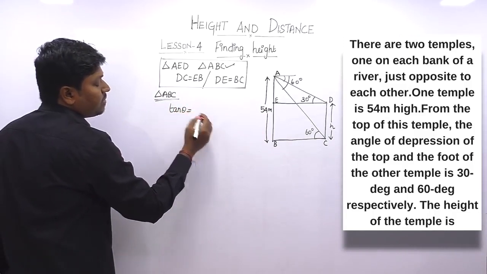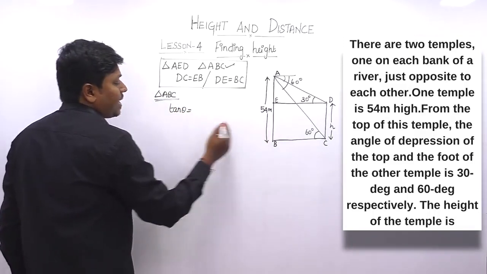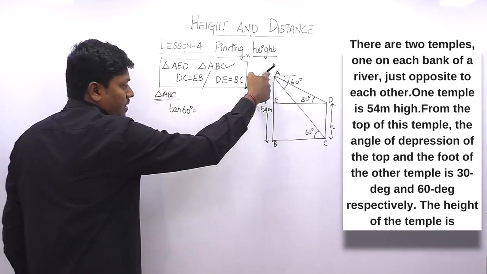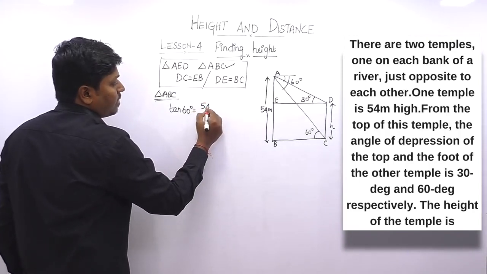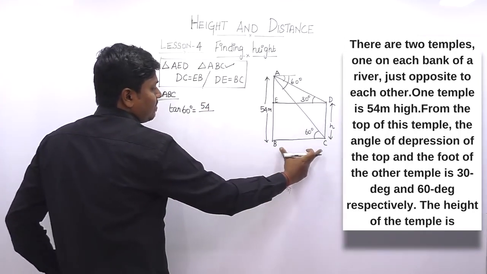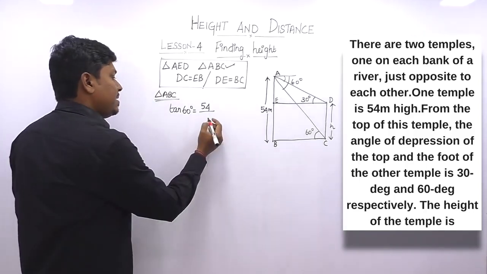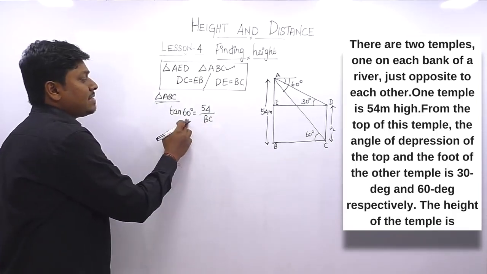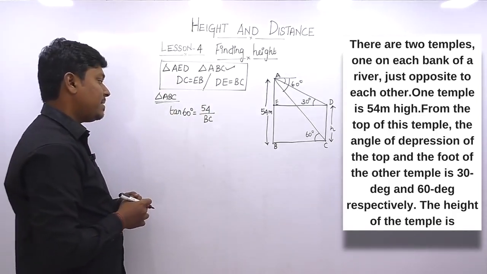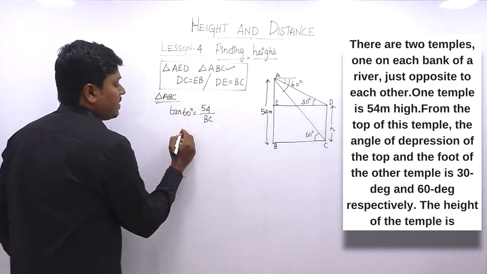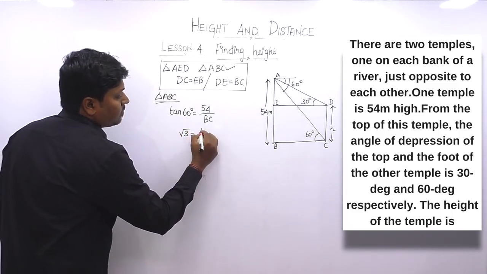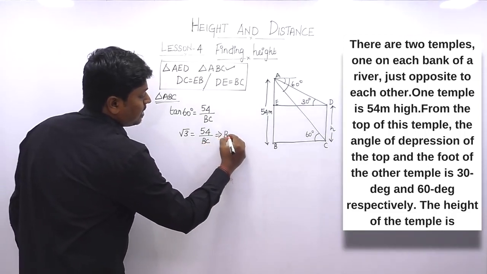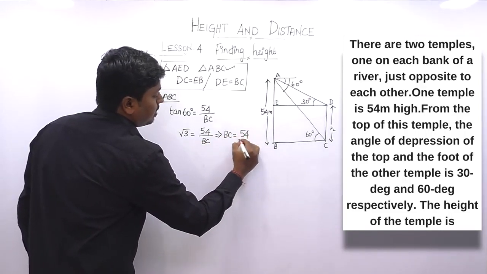So tan theta is equal to opposite divided by adjacent. So tan 60 degree is equal to opposite, which will be 54 meter, divided by adjacent, which will be BC, right? So let me keep BC as it is. So we can say that tan 60 degree will be 54 divided by BC, and tan 60 degree will be root 3. So root 3 is equal to 54 divided by BC, so BC is equal to 54 divided by root 3.